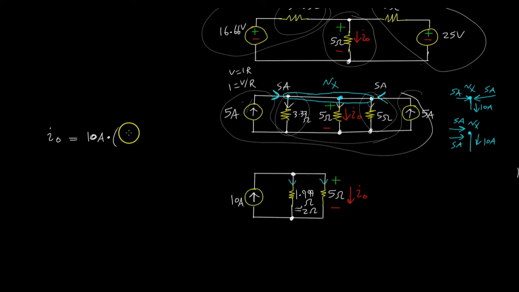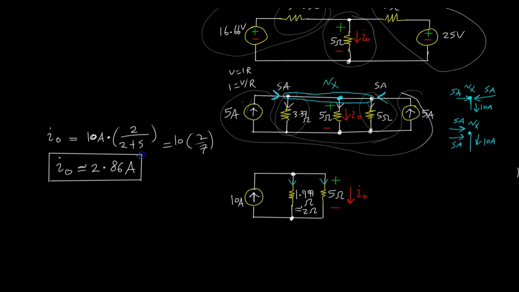And I've explained a few minutes ago why that is, with the current taking the path of least resistance. So the other resistor is 2 ohms, and if you sum those up, 2 plus 5, you would have 10 times 2 over 7, which is 20 over 7, and that gives us an output current of roughly 2.86 amps. And what we're going to do is go ahead and use LTSpice to verify this very quickly.